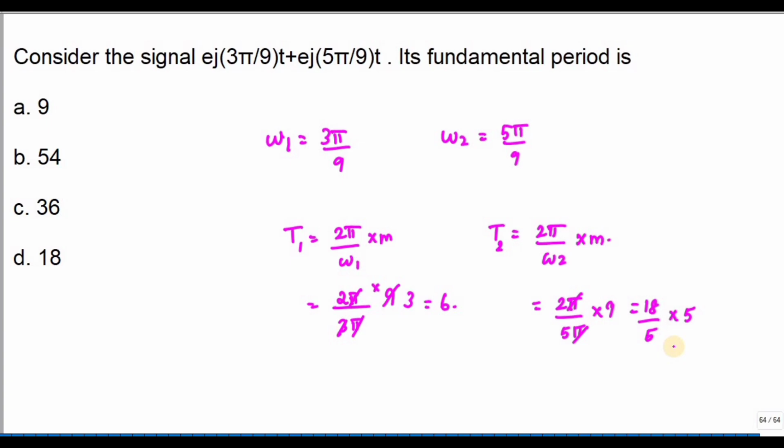So the LCM of 6 and 18 is 18. Therefore the answer of this one is 18.